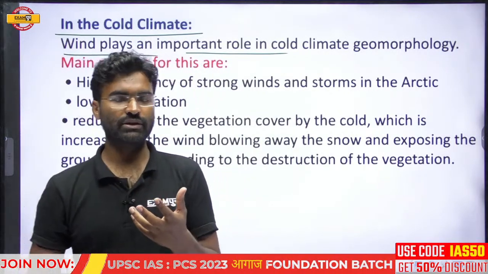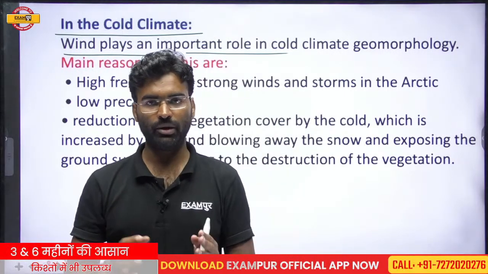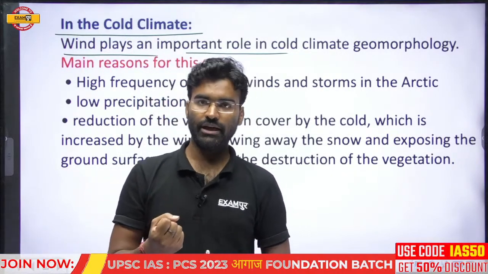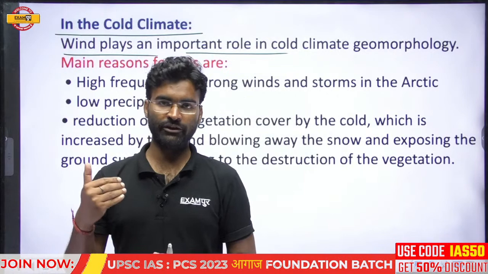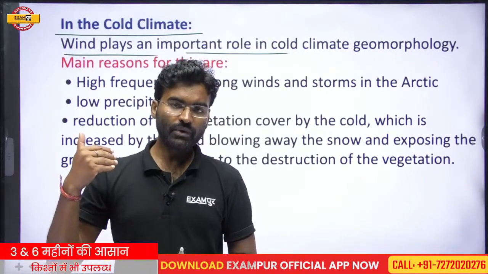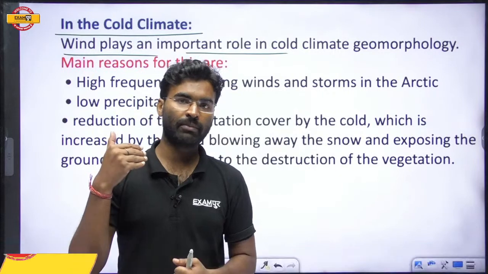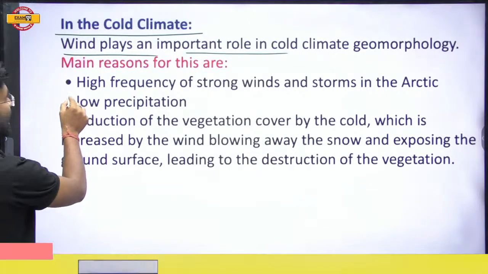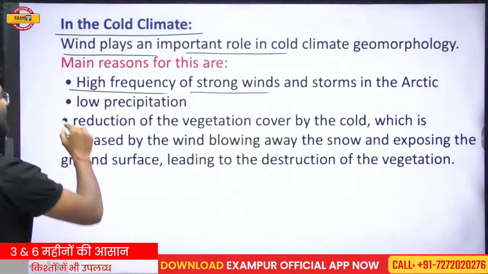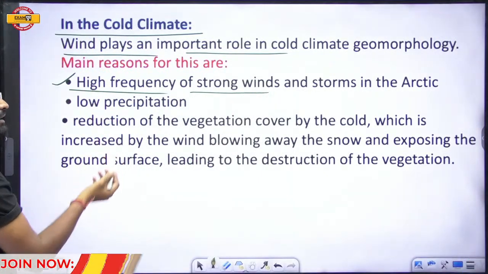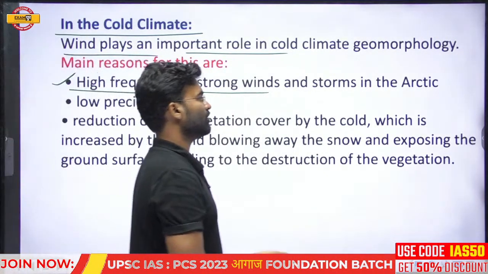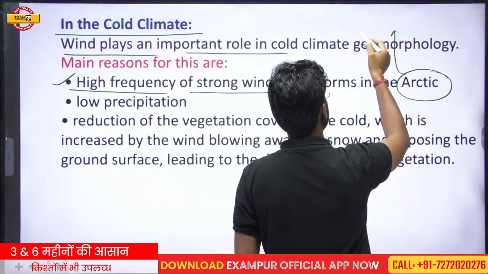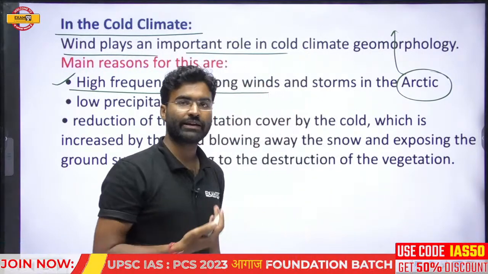If you move to the cold climatic zone, according to the study of climatology, you know that cold winds are heavier winds. If the heavier winds are moving, then the force generated by the heavier winds is relatively high. The main reason is the high frequency of strong winds and storms in the Arctic. The Arctic region, or the northern pole region, is where the intensity of stormy air is high.